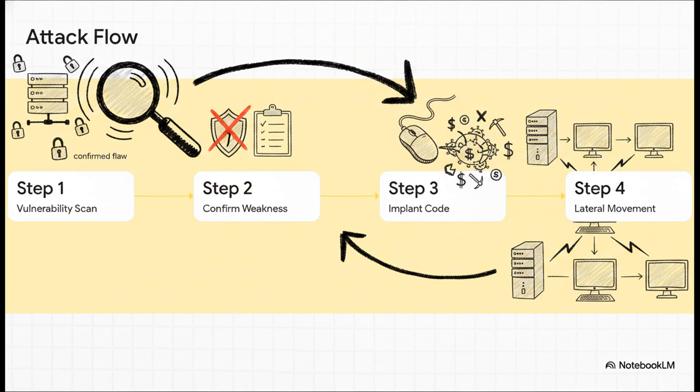It's highly logical. Step 1. Attackers use automated tools to constantly scan the entire globe, just looking for open ports or outdated services. Step 2. They confirm a specific flaw exists on your machine. Step 3. They implant malicious code, maybe ransomware or a backdoor. And finally, Step 4. Lateral movement.